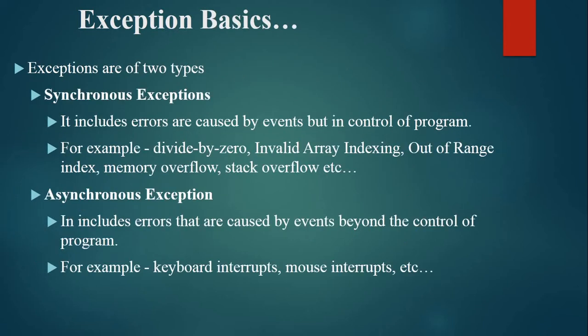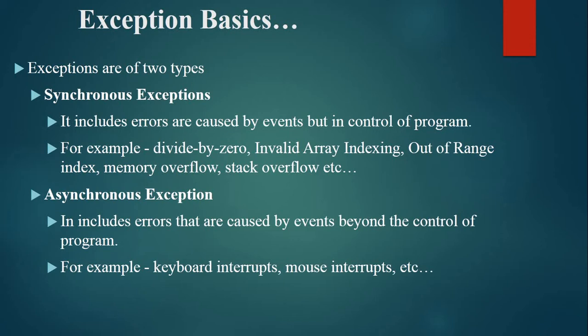Exceptions are of two types. First one is synchronous exception and second one is asynchronous exception. Synchronous exceptions include errors caused by events within the control of the program. For example, divide by 0, invalid index, out of range index, memory overflow, stack overflow. These can be handled by the program.